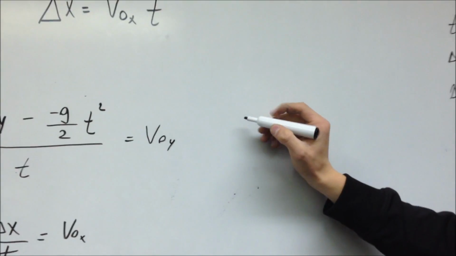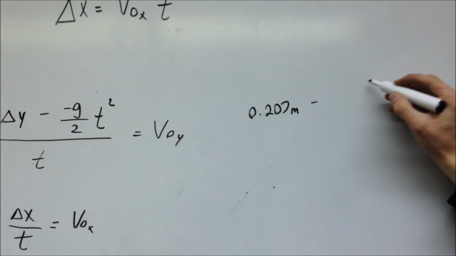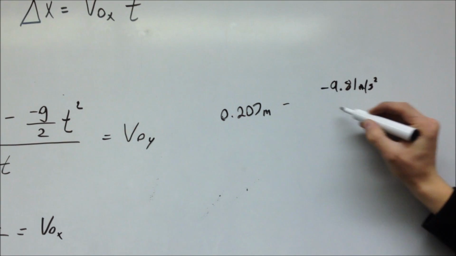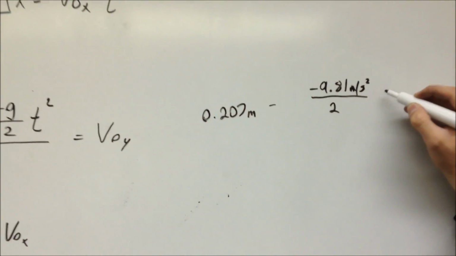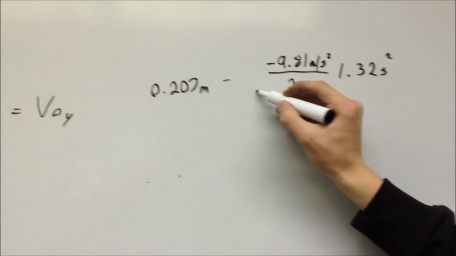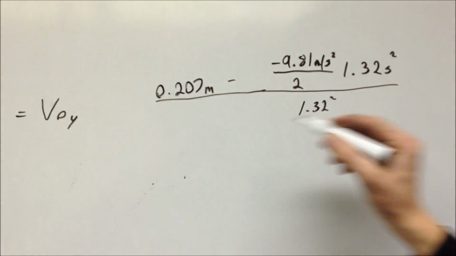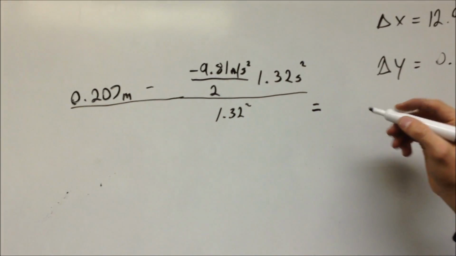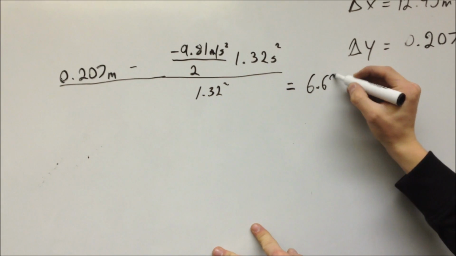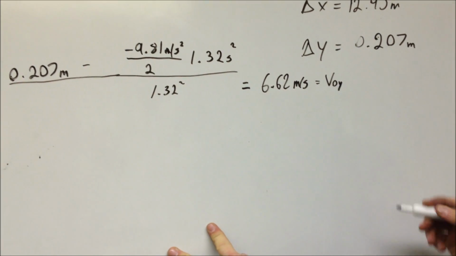So delta y here is going to be 0.207 meters. That's going to be subtracted. Negative g is going to be negative 9.81 meters per second squared. That's going to be divided by 2 times our time, which is 1.32 seconds squared, all over our time of 1.32 seconds. And this value equals, after we plug it and chug it into our calculator, 6.62 meters per second, which is equal to our initial velocity in the y direction.